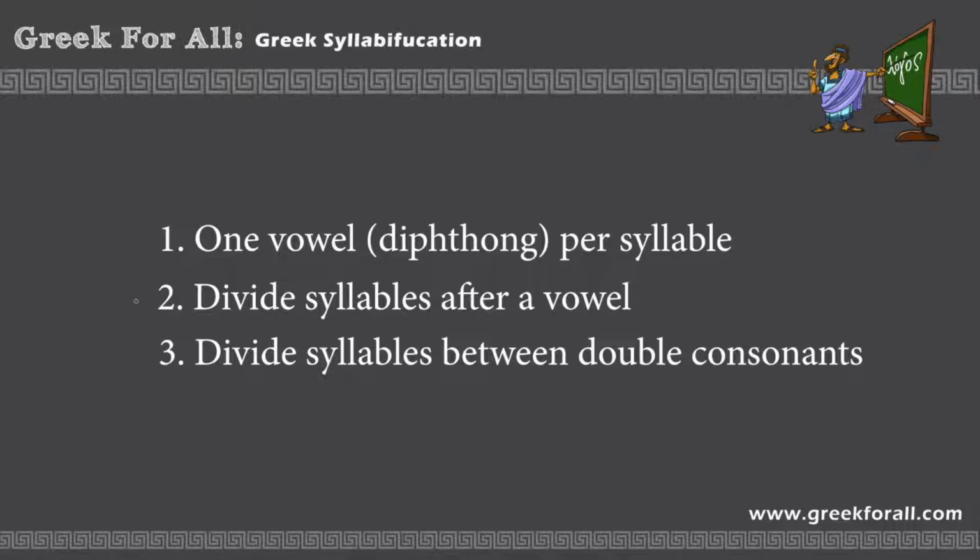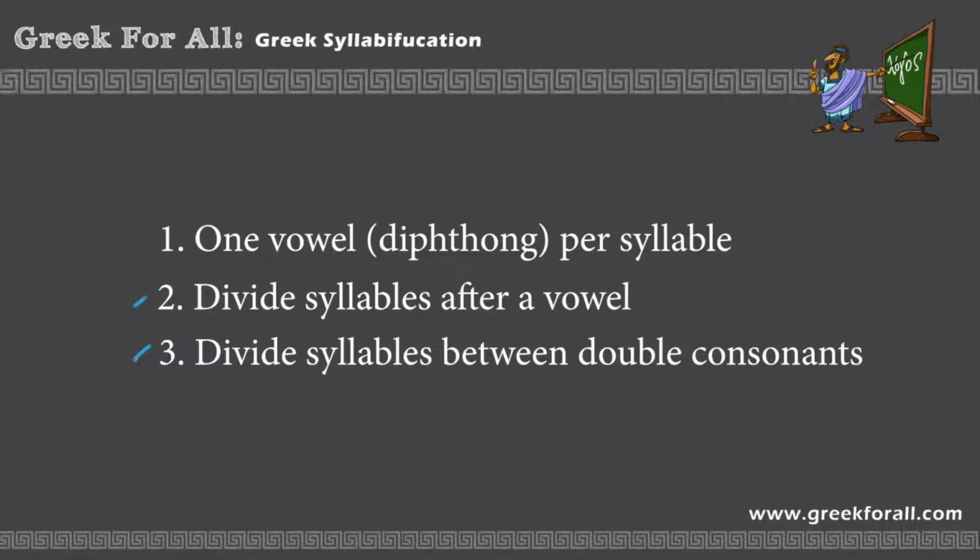The first one is actually a common sense rule, and the other 2 are the rules of division. So let's take a look. One vowel or diphthong per syllable. Each syllable has to have at least 1 vowel or a diphthong, and a diphthong is a combination of 2 vowels which make 1 syllable. If you need to learn or refresh your diphthongs, I made videos which cover and explain what they are.